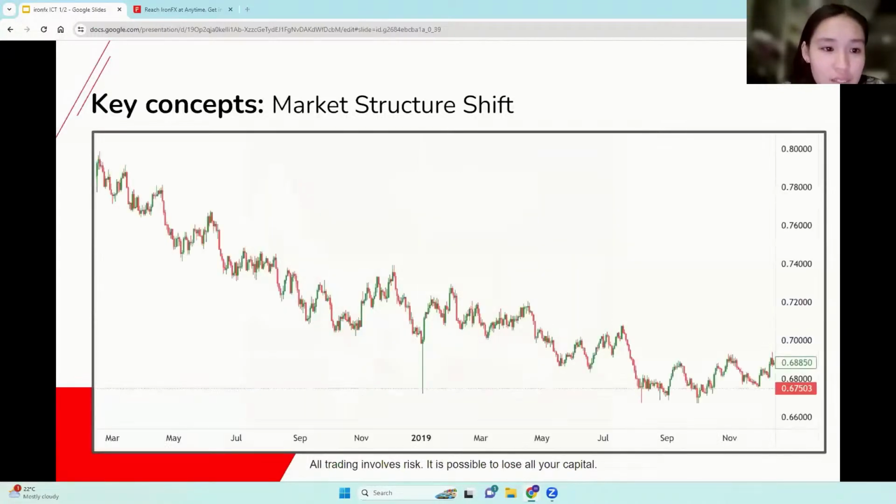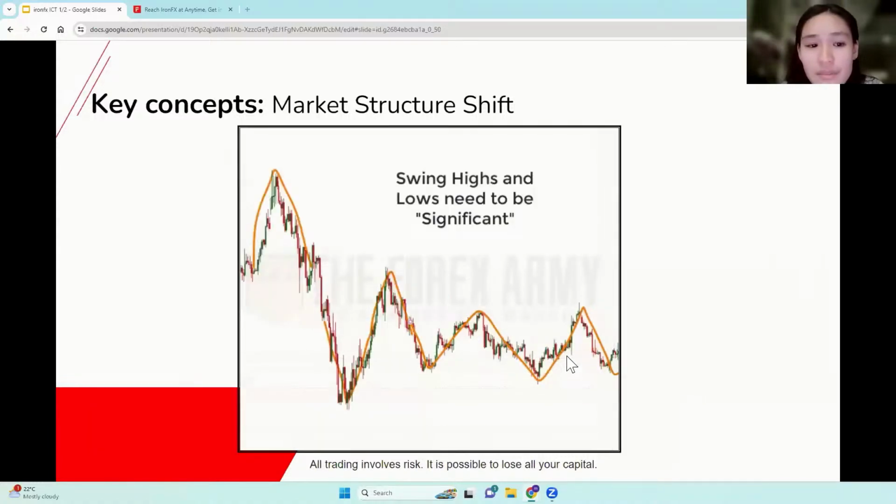If we look at this market structure, it's not as clear, but you can see that it's a very clear downtrend. That's basically what we're looking for over here. But typically we recommend you look for a market structure that's clearer, something like this.